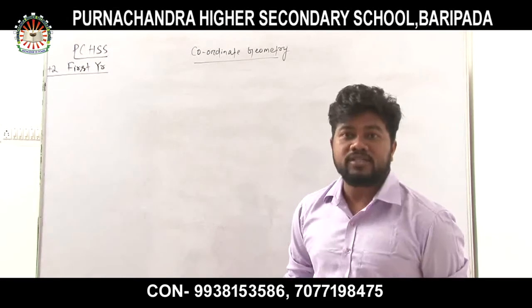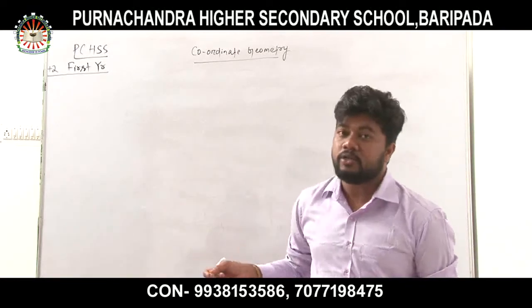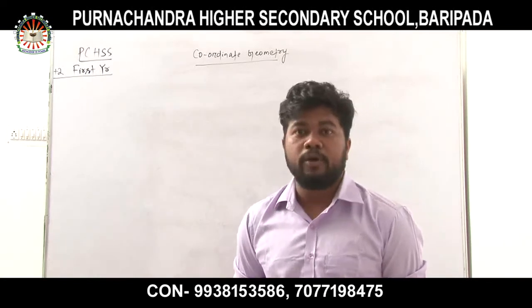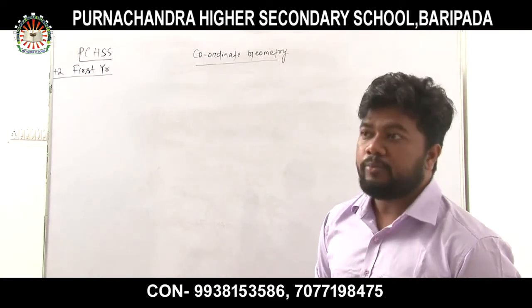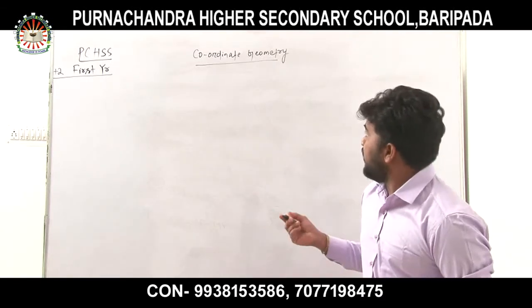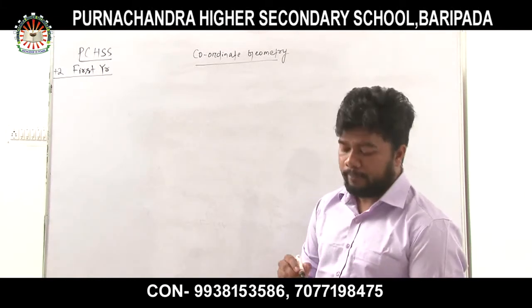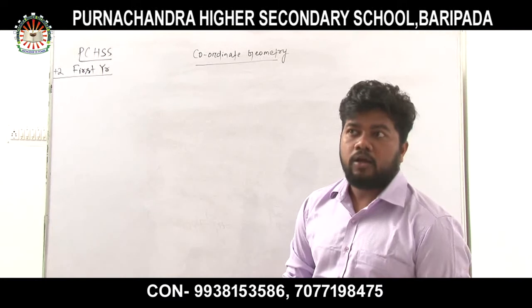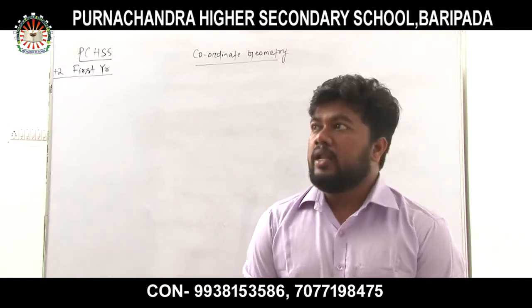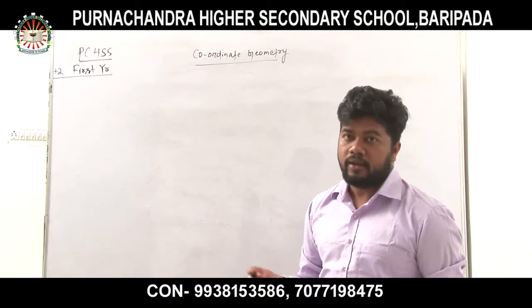Okay, last class we discussed coordinate geometry. Today's class is also coordinate geometry. Last class we discussed the distance formula and the division formula, like internal division and external division. Today we discuss the application of the distance formula. By applying the distance formula, we calculate what type of triangle is made by 3 points, or 4 points. Okay, let's start.